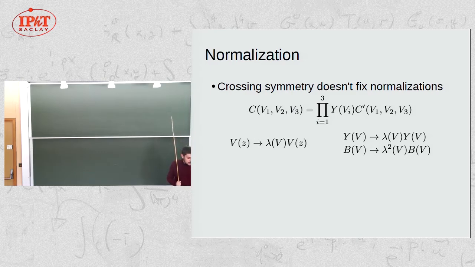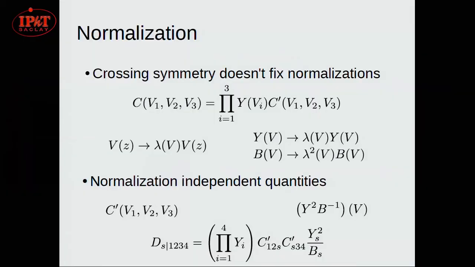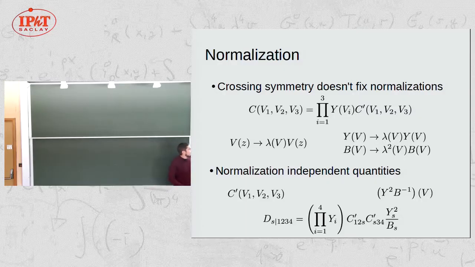And so we reach the conclusion that the normalization independent quantities that we can find are C prime for the 3-point structure constants and this combination of the factors Y and B. But again, this is enough to compute 4-point structure constants, because the 4-point coefficients can be expressed in terms of C prime and the normalization independent factor, and then this product of normalization dependent quantities will cancel on both sides of the crossing symmetry constraint.